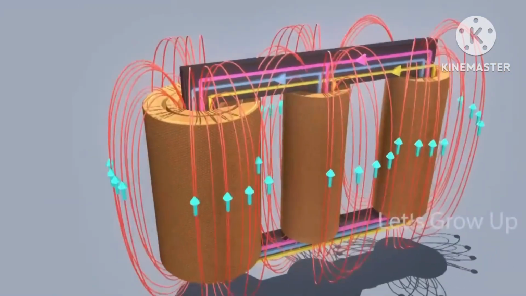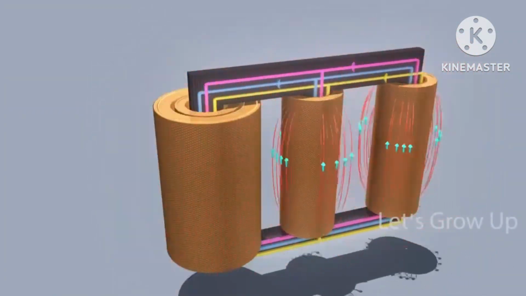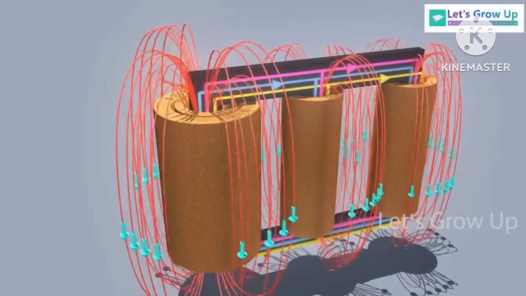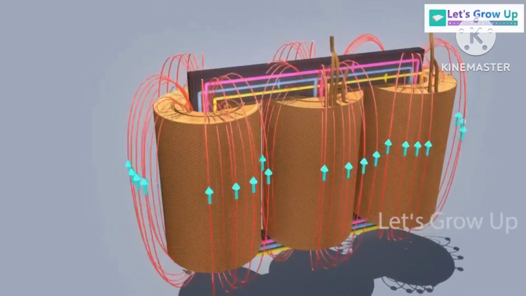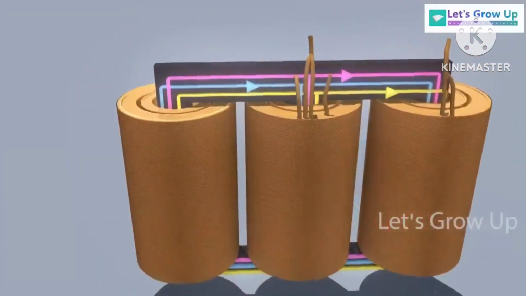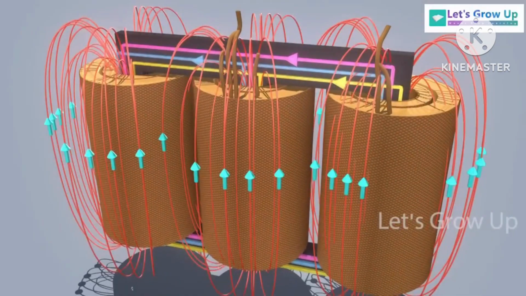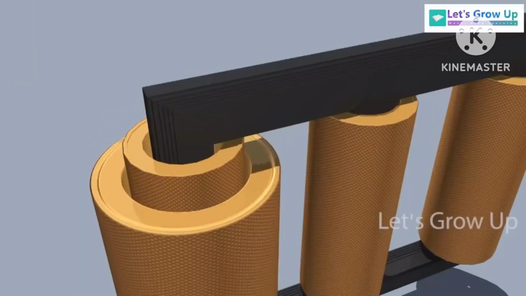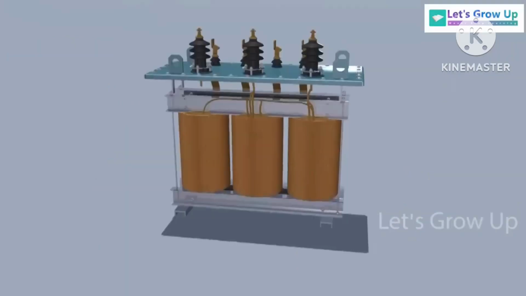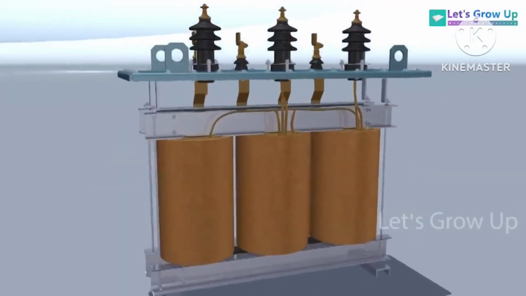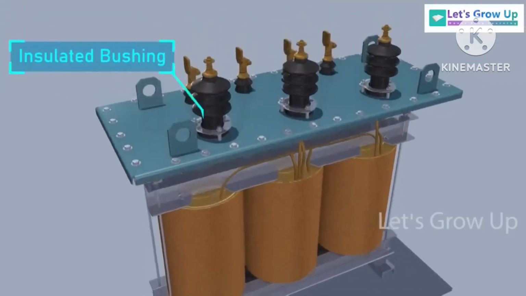The alternating current through the primary winding of each phase produces a continually changing magnetic field that surrounds the winding. Here this magnetic field is linked with the secondary winding by magnetic flux, which flows through the transformer core. EMF will be produced at the secondary winding based on Faraday's law. And this induced EMF is defined as mutually induced EMF. Insulation is needed between the primary and secondary winding to prevent short circuits. Finally, to receive electric energy from the transformer, insulated bushings are needed.